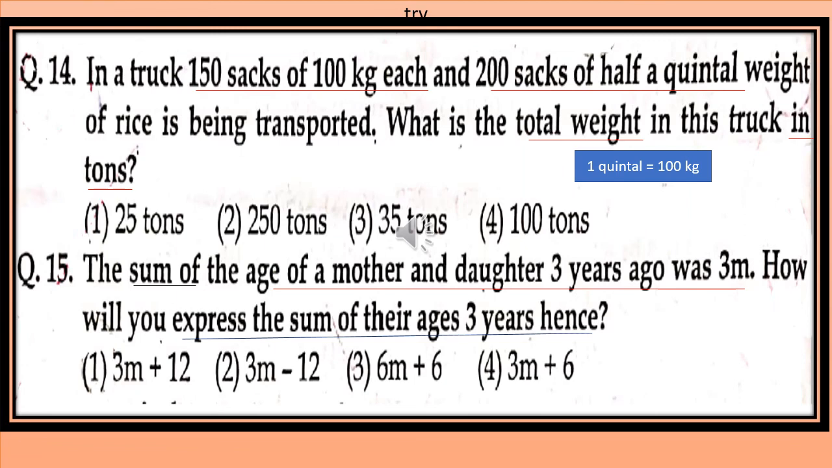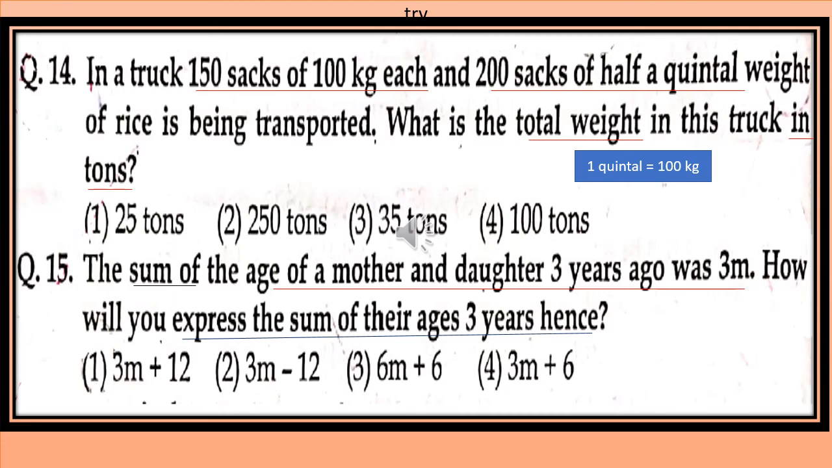Question 14. In a truck, 150 sacks of 100 kg each and 200 sacks of half a quintal weight of rice are being transported. What is the total weight in this truck in tons? So 150 sacks of 100 kg each and 200 sacks of half a quintal of rice are being transported. So the total weight of the truck in tons you have to find.